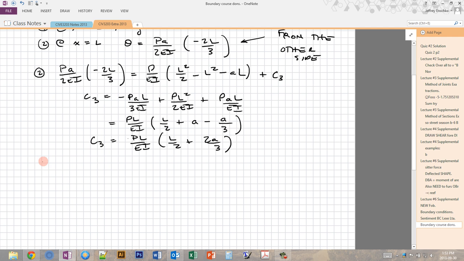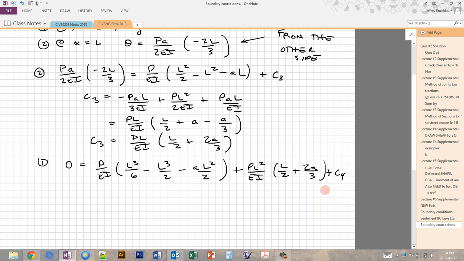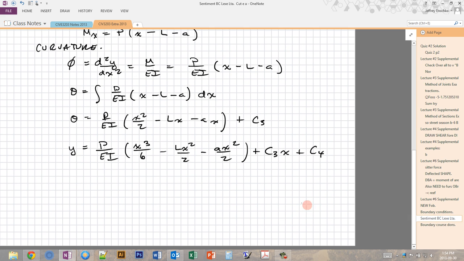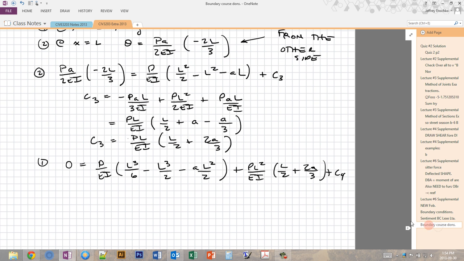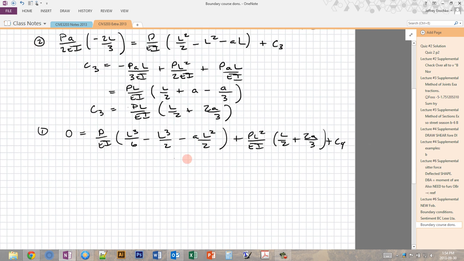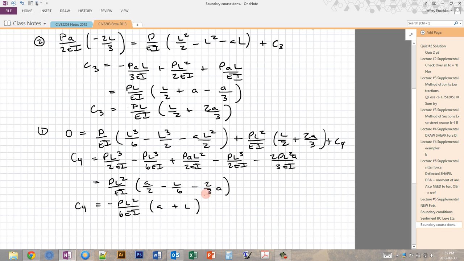Okay, so we know C3. Now we can use our boundary condition 1, which is just y equals 0 at x equals L. And we have P over EI. So this is basically our equation for y that we have here, where this part stays the same, sub in L for x, sub in C3 here, and L for x. And then we're going to solve for C4. So then collect and rearrange for C4. And after I collect all the terms and factor it out to make it a little bit cleaner, then I end up with this expression, and you can double check for yourself that that's correct.